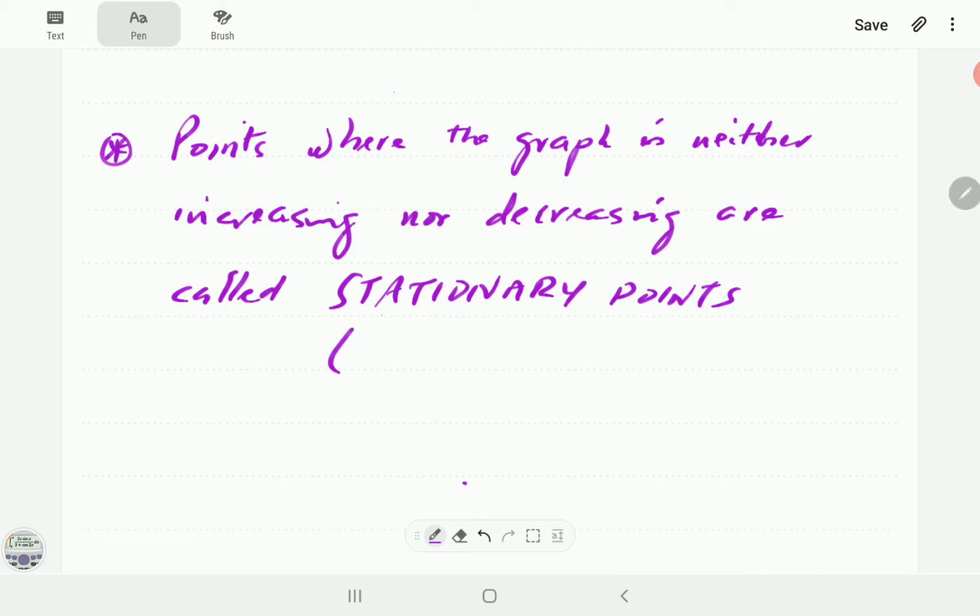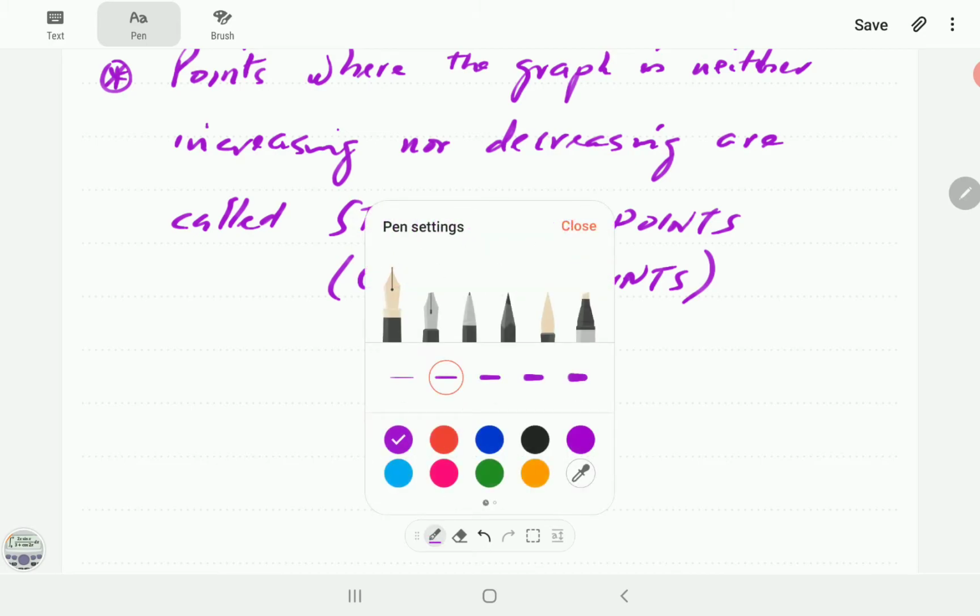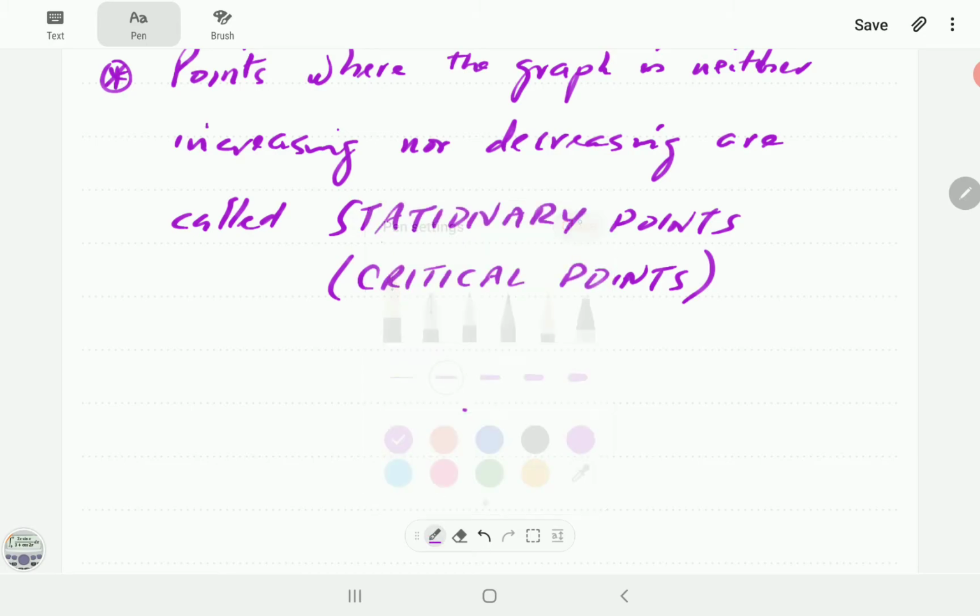Notice that there is a more general term, which is critical points. So depending on which textbook you're using, you may find these points being called stationary points or critical points. But critical points is a term that refers to a class of points that is slightly bigger than just stationary points. So if you like, stationary points are a subset of critical points.